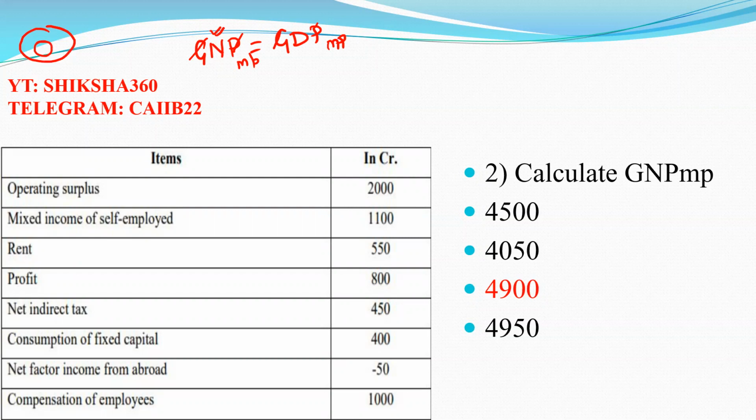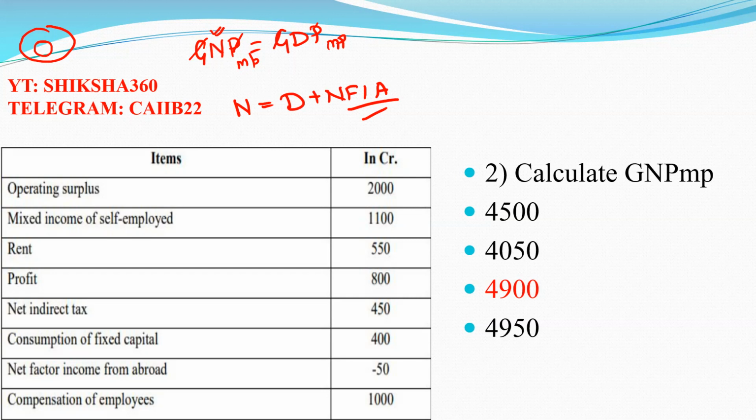National is always more than domestic. You have to remember one thing: national is always more than the domestic. Basically, national becomes domestic plus NFIA, net factor income from abroad.